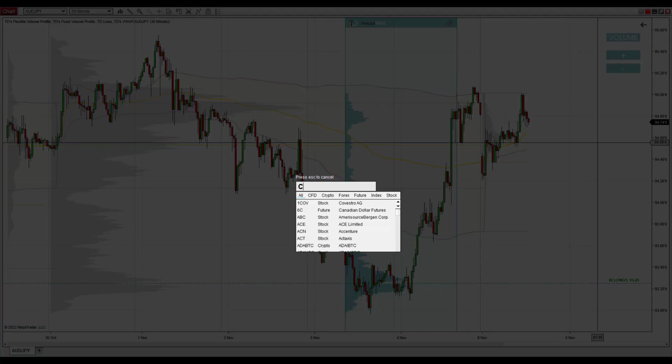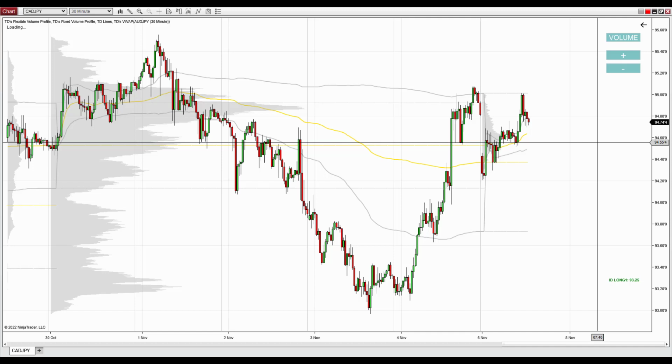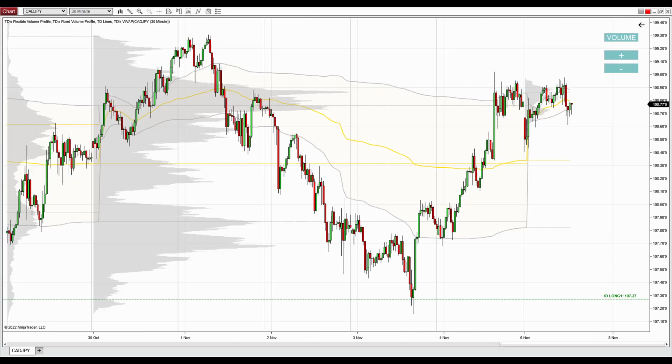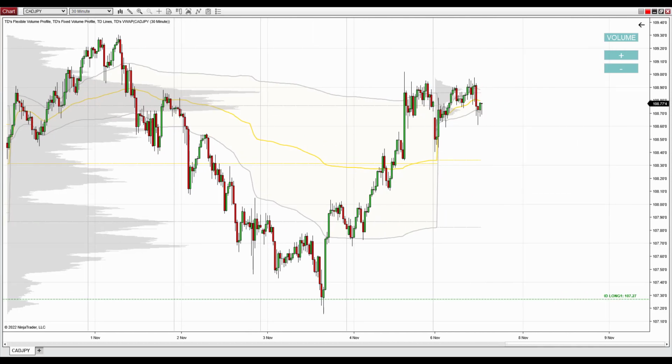The next one will be on the Canadian dollar Japanese yen. So what you see before you now is a 30-minute chart of the Canadian dollar Japanese yen, and what I want to talk about in here is the rejection setup. Rejection setup is one of my favorite volume profile setups, and what you want to see with this setup is a strong reversal of price, like in this case, right? The price went downwards from this downtrend, then there was a sharp turn and the price goes upwards.